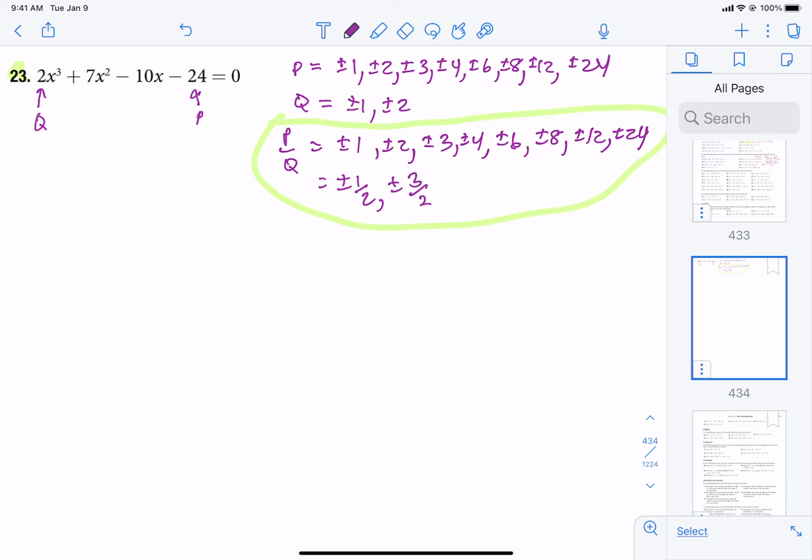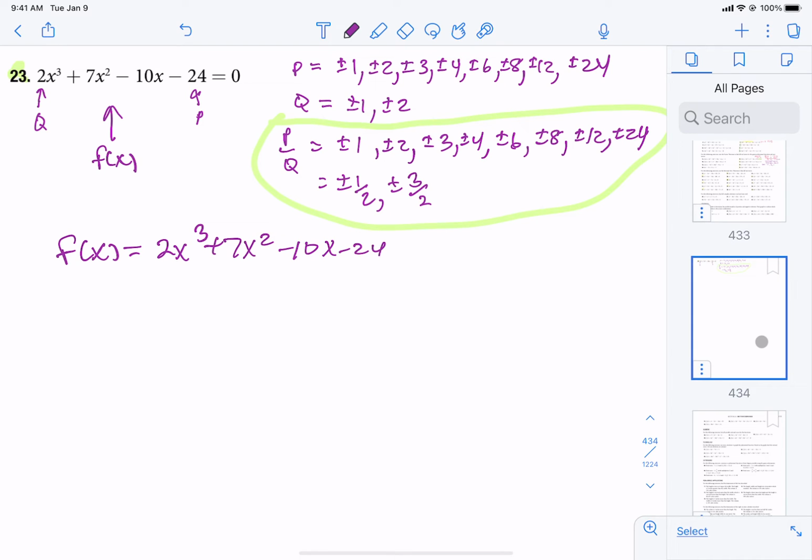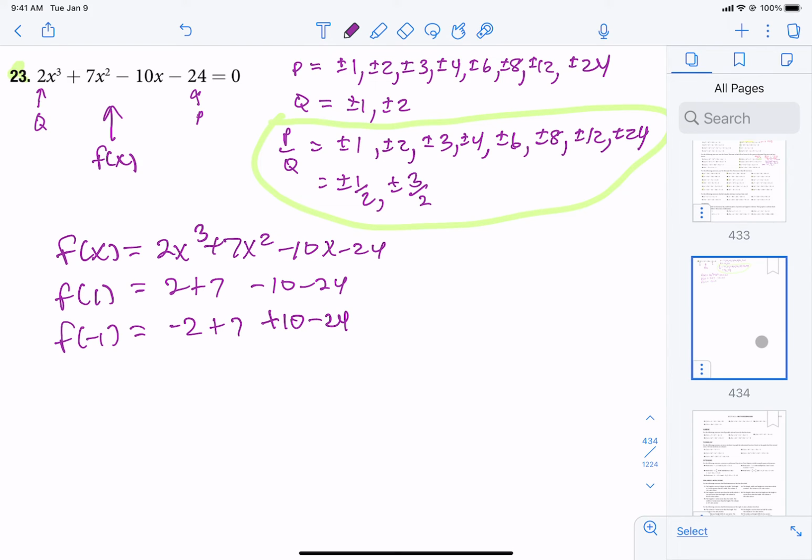So my suggestion would be start with 1. Okay, so I'm going to call this thing right here f of x. If I plug in 1, I get 2 plus 7 minus 10 minus 24, not 0. So nope, 1's off the list. So then I'm going to plug in -1. I'm going to get -2 plus 7 plus 10 minus 24. Still don't get 0. Nope. Now I'm going to try 2.